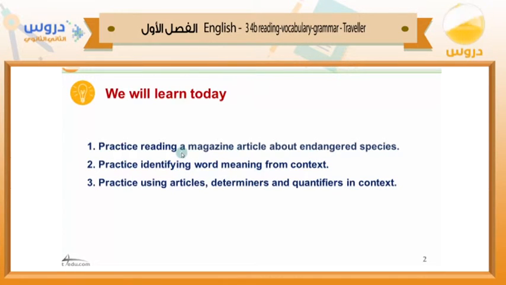For number one, we're going to read a magazine article, some kind of reading, and this reading talks about endangered species, some animals that are endangered. And for number two, we're going to practice identifying word meaning from context. So the reading that we're going to read about the endangered species, there are words underlined in red. We're gonna read them, so we're gonna study some vocabulary and their meanings. And finally, for number three, it's about grammar, how we use articles, determiners, and quantifiers.